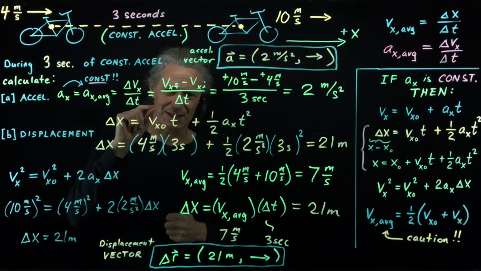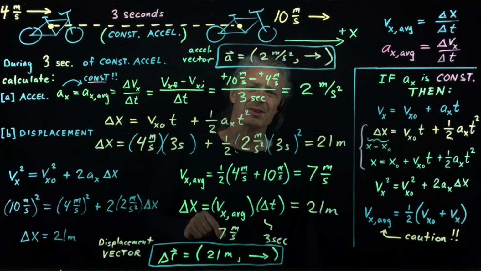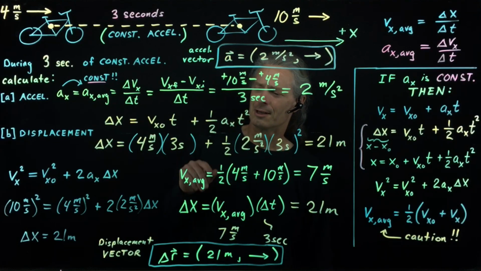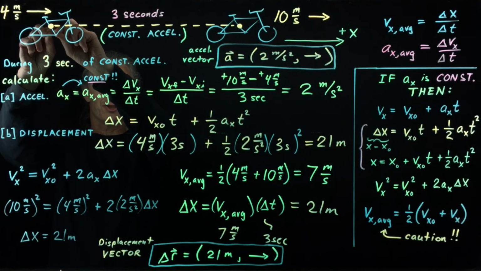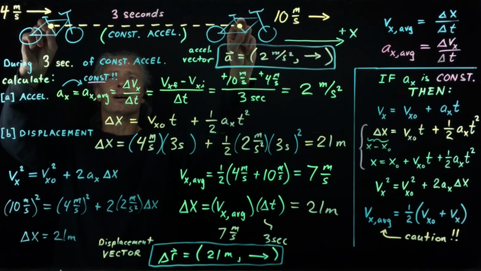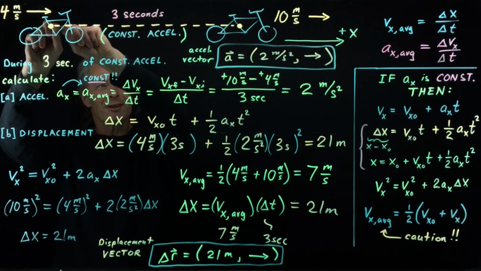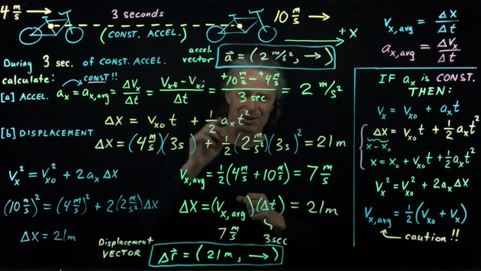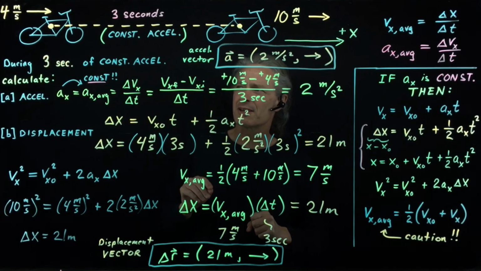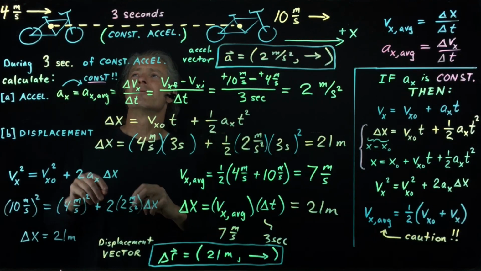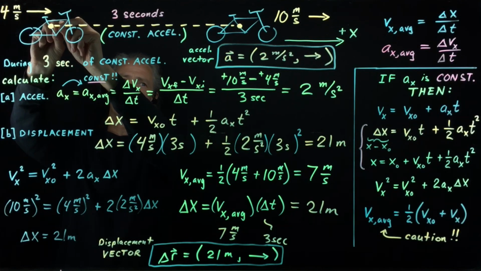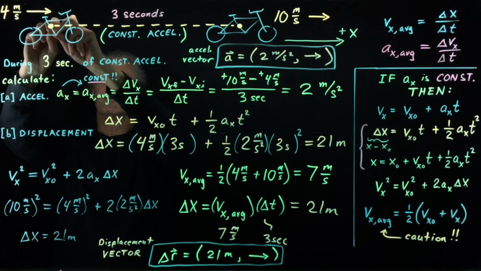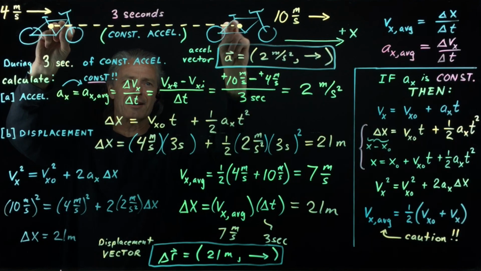Okay, now for distance. Distance is the total length along the path actually traveled. Now, in this case, the bicycle went in a straight line without reversals. It ended up 21 meters from where it started. Its length of travel was 21 meters. That's the distance traveled. However, let's imagine another object. Maybe it started here with the bicycle and then ended at this same location that the bicycle did, but maybe it took some other path like that.